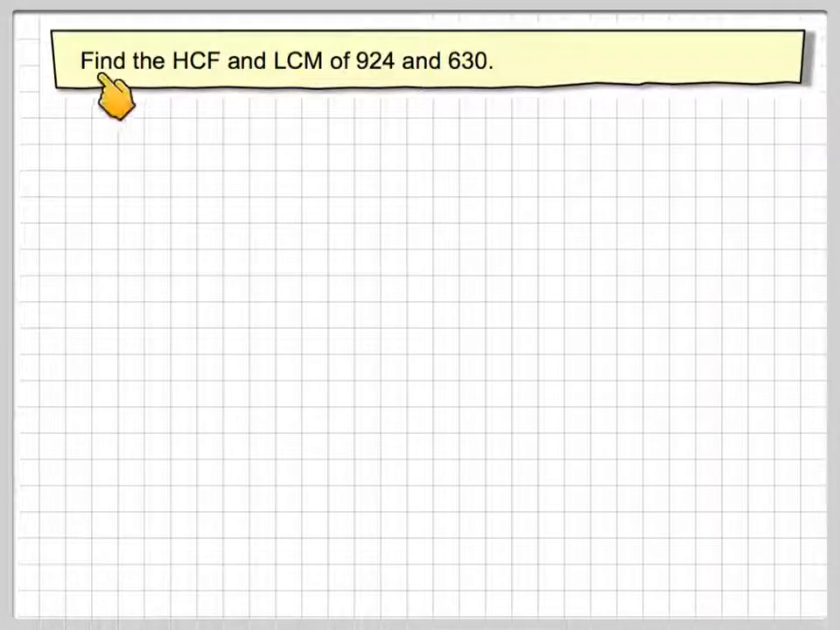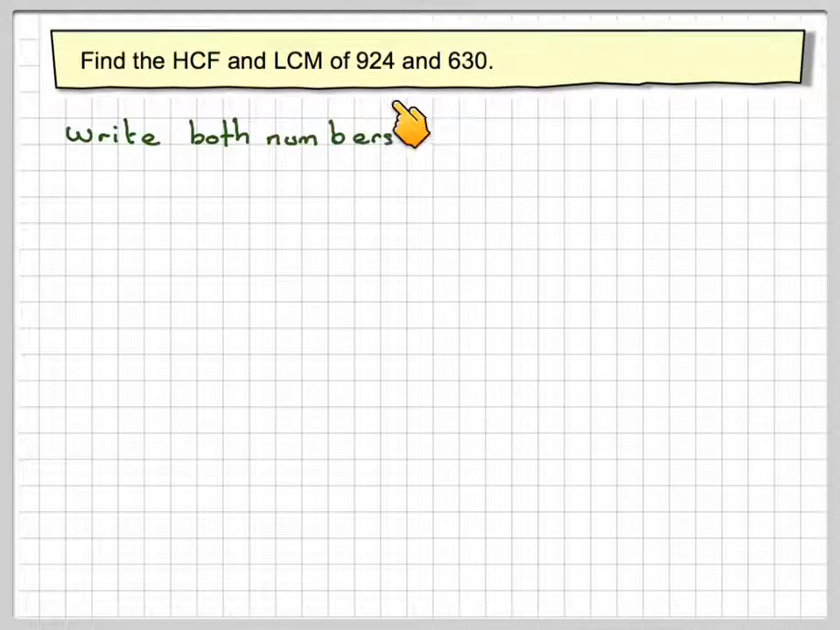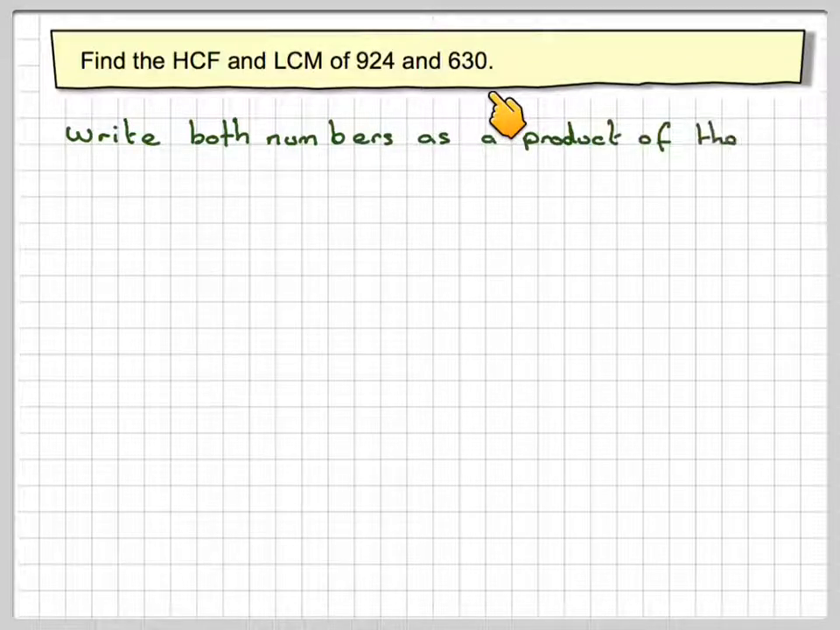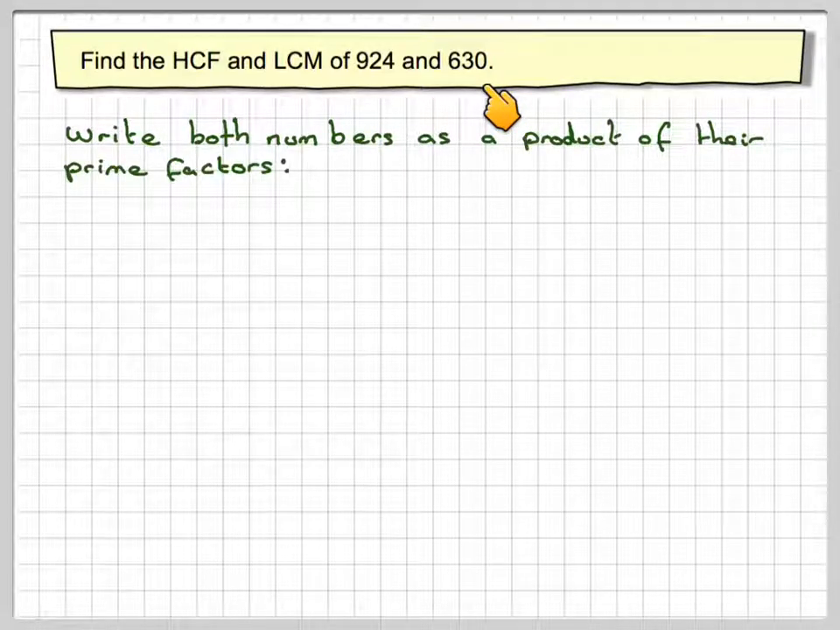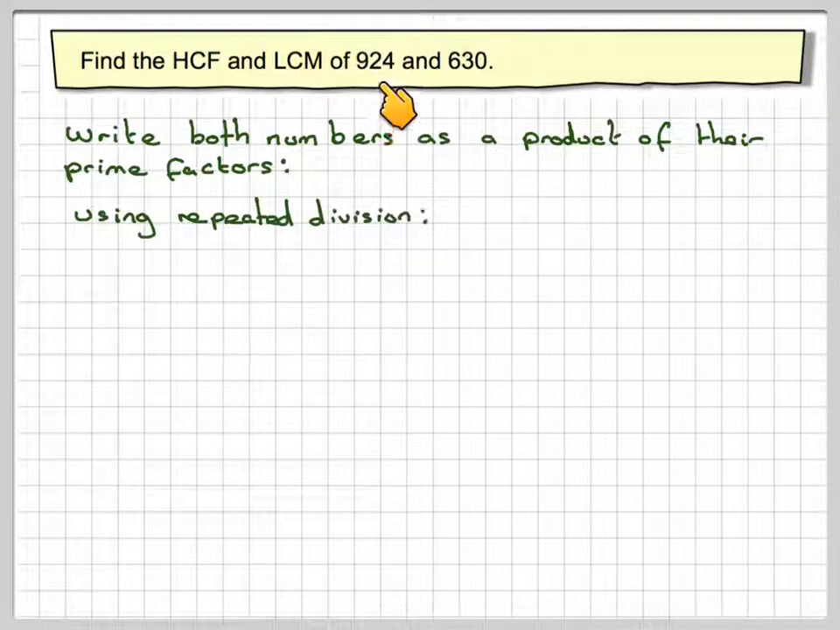In this video we're going to find the HCF and LCM of 924 and 630. So the first step is to write both these numbers as a product of their prime factors. For 924 we use repeated division, so I'll show you both methods.